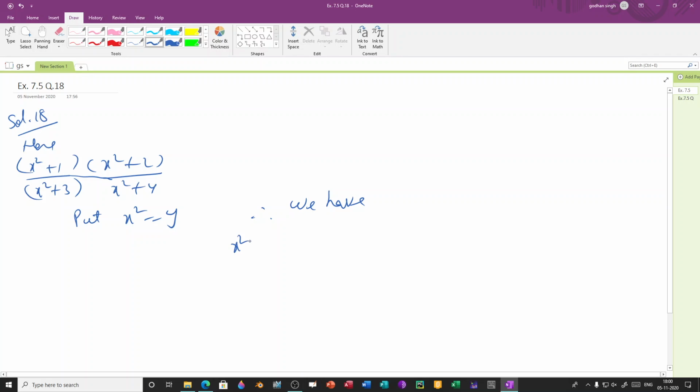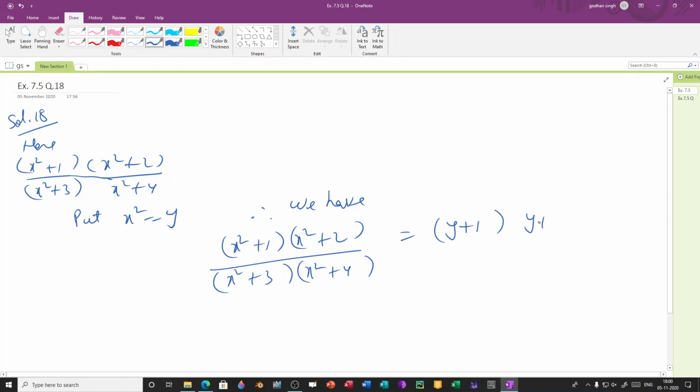x square plus 1 into x square plus 2 over x square plus 3 into x square plus 4, that can be written as y plus 1 into y plus 2 over y plus 3 into y plus 4. Now if you multiply them all, we can easily see that in the numerator we will get a quadratic polynomial, and the denominator will also be a quadratic polynomial. That means the degrees of the numerator and denominator are equal. So this rational function is not a proper rational function, it is improper.